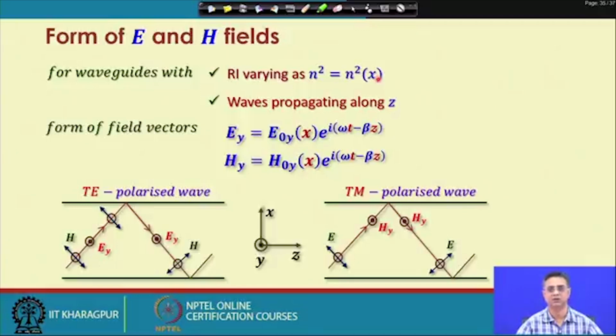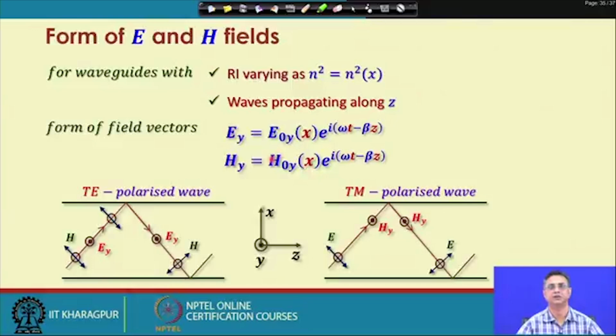You have two interfaces, one at the top, one at the bottom, and the wave will be confined between these two interfaces. So, the wave will be propagating along the z direction. We assume that along the y direction the structure is invariant, and also along the z direction. The form of field vectors in this case, because it does not depend on the y coordinate, the electric field will be represented by E 0 of x only, and this phase factor will remain the same, and similarly for the magnetic field it will be E 0 of y function of x.